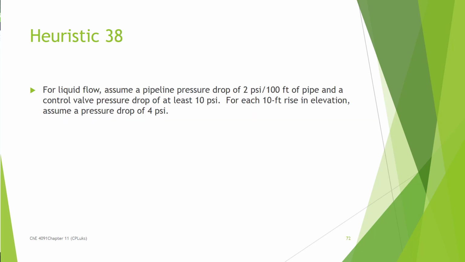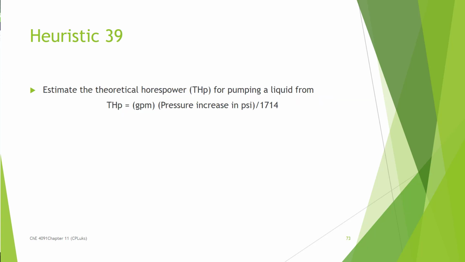When you're talking about liquid flow, you need to assume that there's going to be a pipeline pressure drop of about 2 psi for every 100 feet of pipe. And a control valve will have a pressure drop of at least 10 psi. That's going to be important in figuring out how much pressure head you need at the outlet of your pump. For every 10-foot rise in elevation, you should assume a pressure drop of 4 psi. Now you want to estimate the theoretical horsepower for pumping a liquid using this formula. Okay, these are in English or American engineering units.